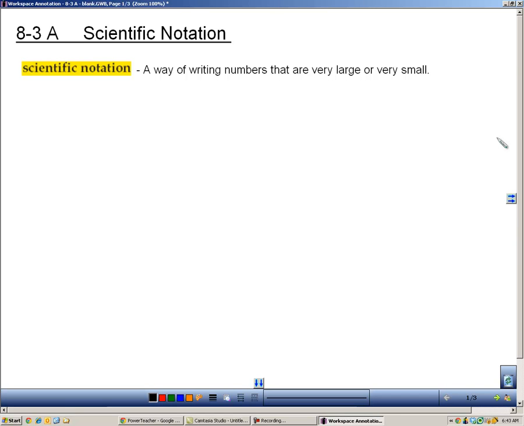Section 8.3a is about scientific notation. Scientific notation is a way of writing numbers that are very large or very small. Scientific numbers look like this: some number out front times 10 to a power. One thing about the number out in front is that it has to be between 1 and 10.